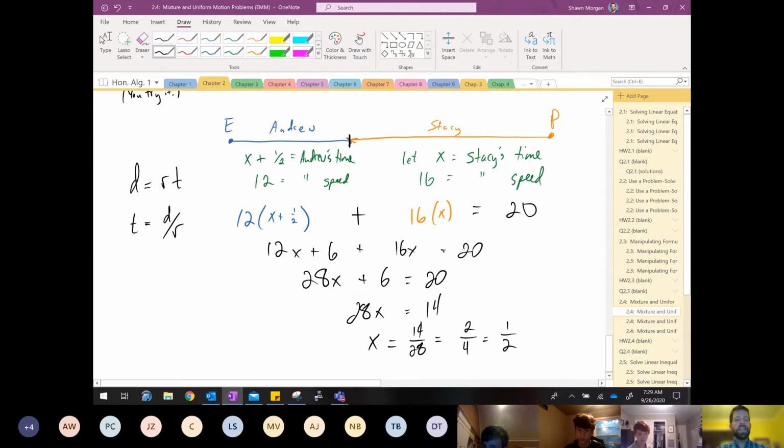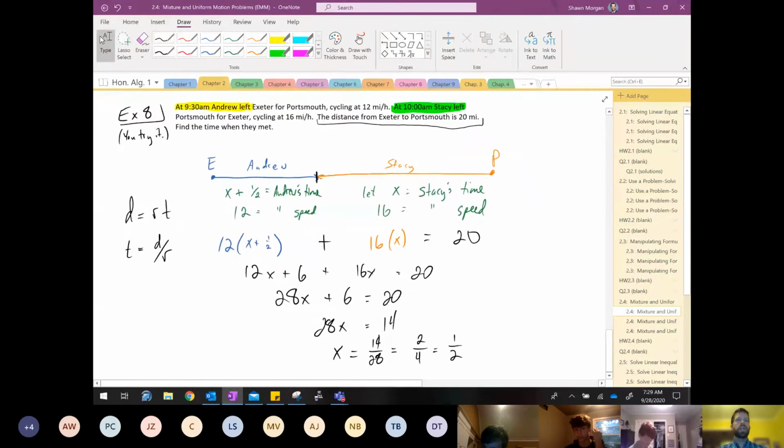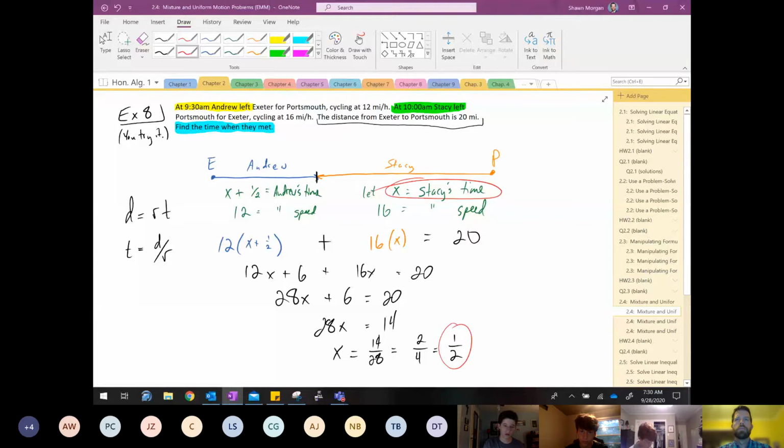Okay, so if x equals 1/2, Jake, make sense of that answer for us. It says find the time when they met. So if x equals 1/2, how do I answer the question? Well, if x equals Stacy's time, you're right. If x equals Stacy's time, that means that she's been riding for half an hour. When did she start riding? Half an hour ago, or 15 minutes ago.